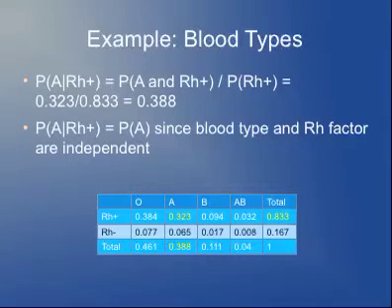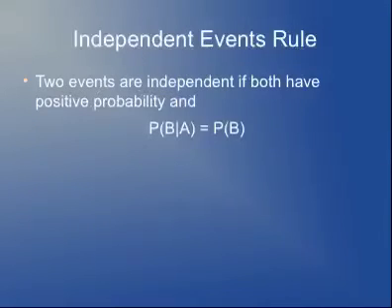In general, if A and B are independent, then the probability of A given B is just equal to the probability of A. In fact, that's the very definition of independent events. Basically, two events are independent if they both have positive probability, and the probability of B given A is equal to the probability of B.